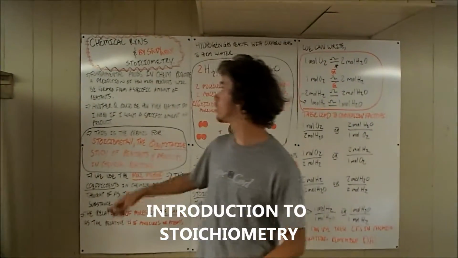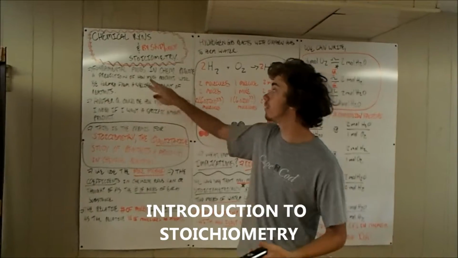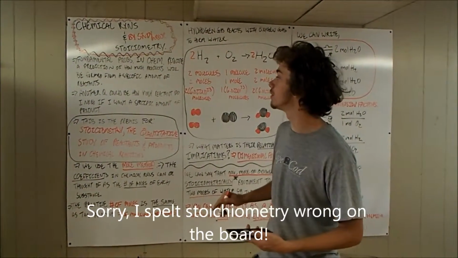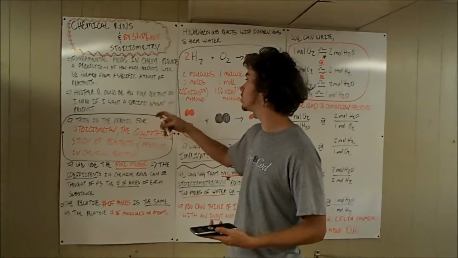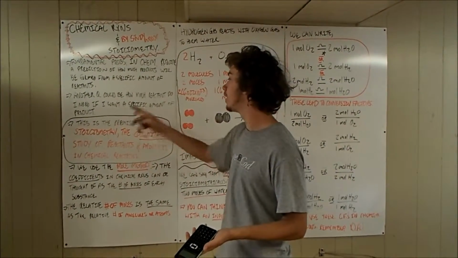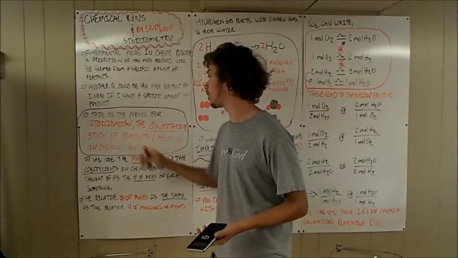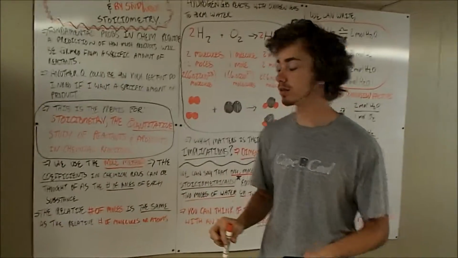Hey guys, today we're going to talk about a little introduction of chemical reactions in stoichiometry. So, fundamental problems in chemistry require a prediction of how many products will be formed from a specific amount of reactants. And another question could be how much reactants do we need if I want a specific amount of products. So, this is the premise for stoichiometry, which is the quantitative study of reactants and products in chemical reactions.